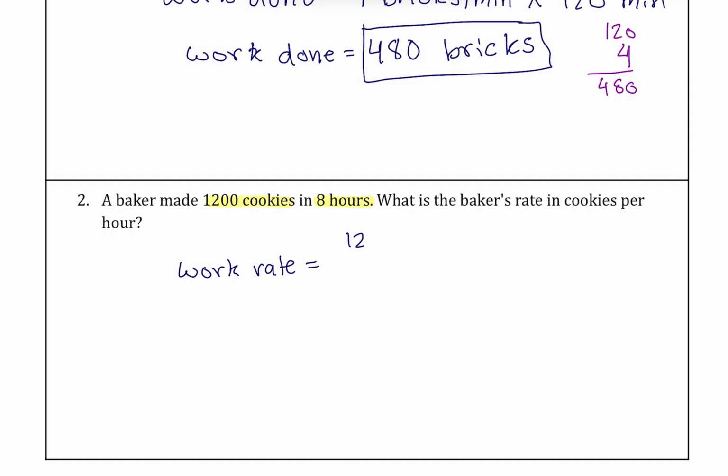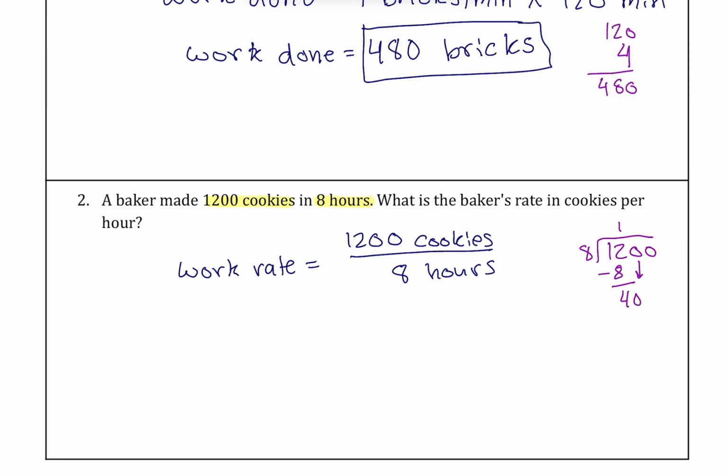So altogether we have work rate equals 1,200 cookies divided by 8 hours. And we want to divide 1,200 by 8. Off to the side, 1,200 divided by 8. 8 goes into 12 one time. Subtract, you get 4. Bring down the 0. 8 goes into 40 5 times. Bring down the 0. 8 goes into 0 0 times. So we end up with 150.